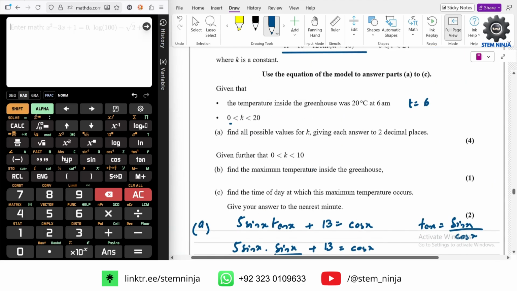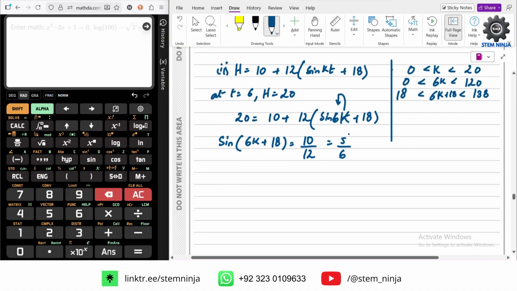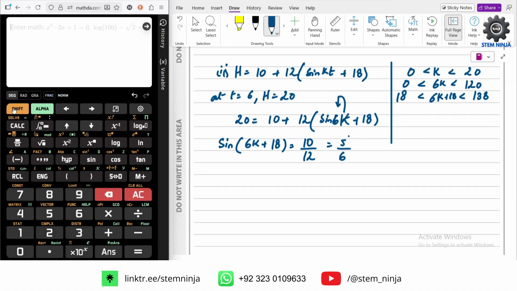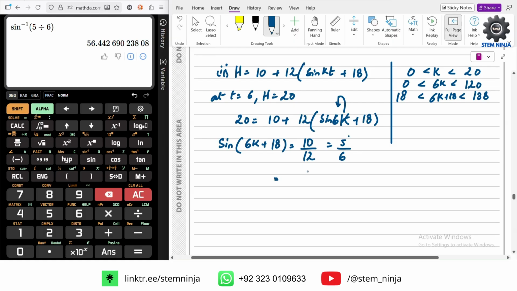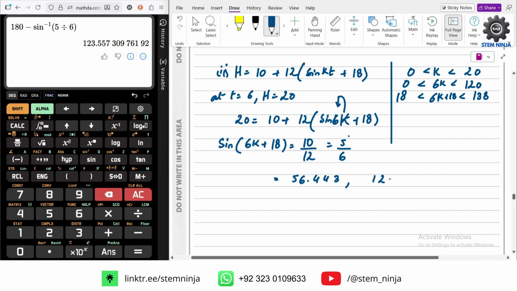One thing to remember over here, that this was in degrees, right? So we need this in degrees. So sine inverse of 5 divided by 6 is 56.443, and we can also try 180 minus that. 123, that is in the range. 123.557. Okay, so this is your 6k plus 18.